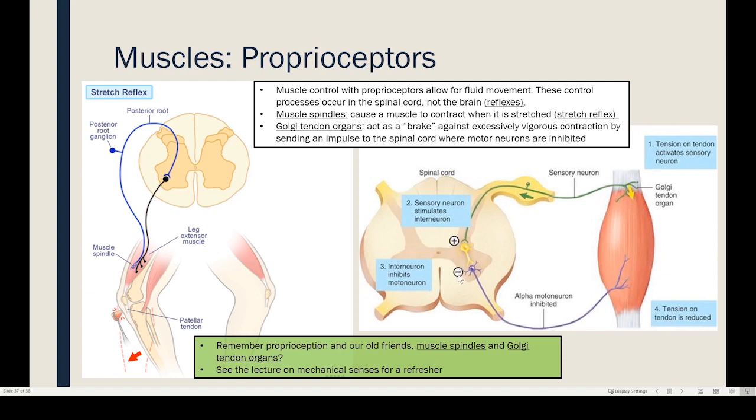And this just depicts how a Golgi tendon organ would work. So it detects tension on a tendon, so it knows that this muscle is being contracted, and it wants to stop that contraction from happening. So the Golgi tendon organ will send a signal into the spinal cord. It'll synapse with an interneuron here, and that interneuron will send an inhibitory signal to the motor neuron that is causing that muscle to contract. So it'll stop that contraction.